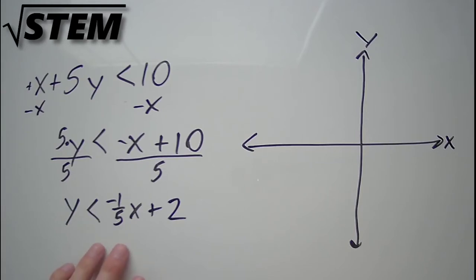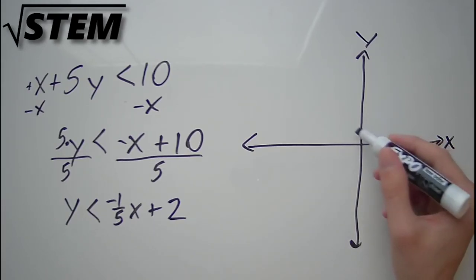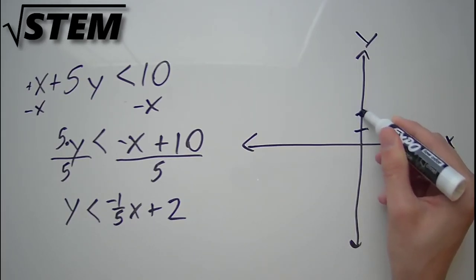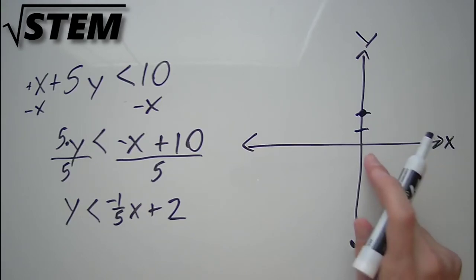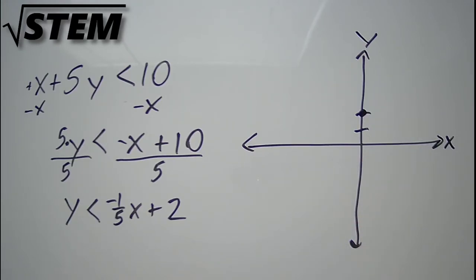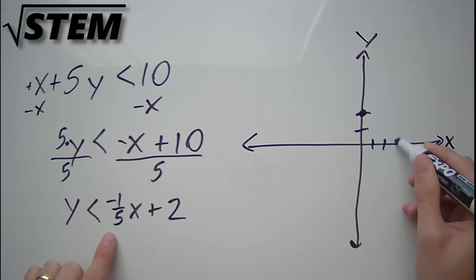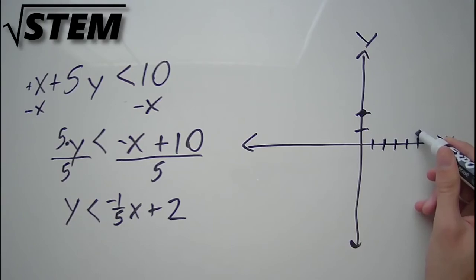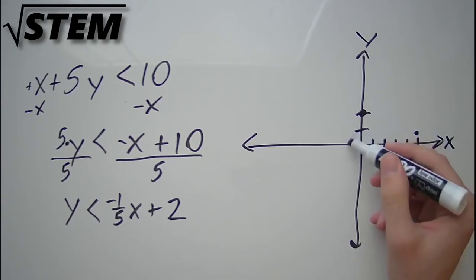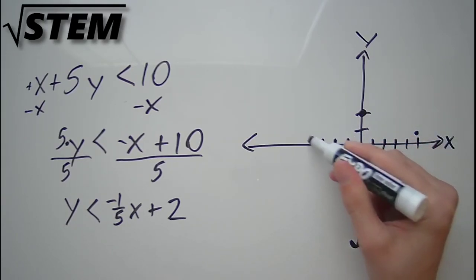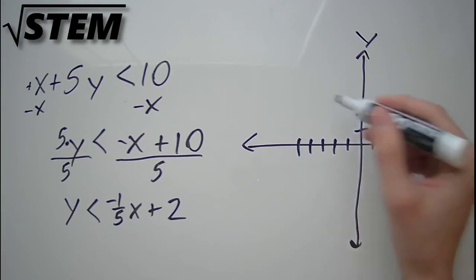So now that it's an mx plus b, we see that it's going to start at 2 when x equals 0, and then because this is a negative slope, it's going to point down this direction instead of up. Now it's going to go down 1 and then over by 5, and in the other direction we would go back 5 and up 1.